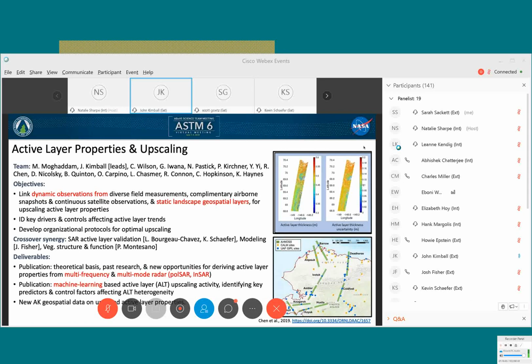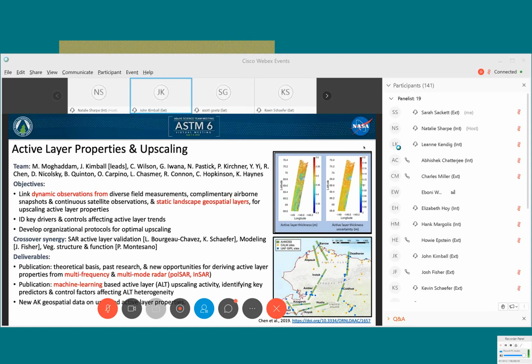To try to link those observations and airborne snapshots to develop more broad-scale landscape geospatial layers where we're characterizing the change in active layer properties both in space but at different spatial scales, and then trying to identify or communicate those key drivers and controls affecting the active layer trends.